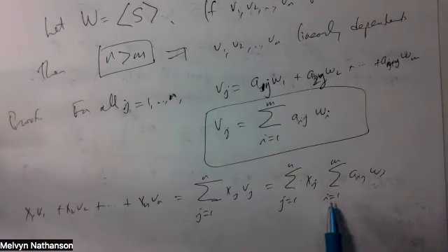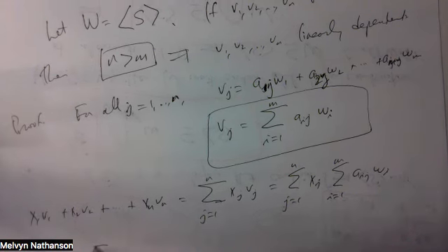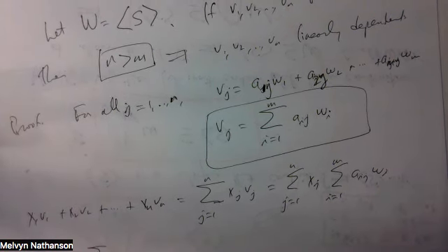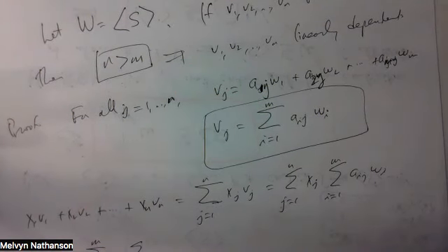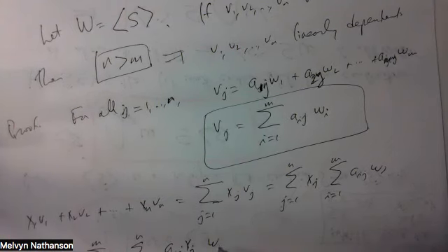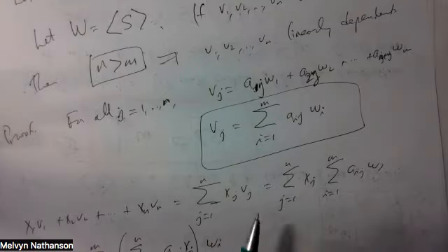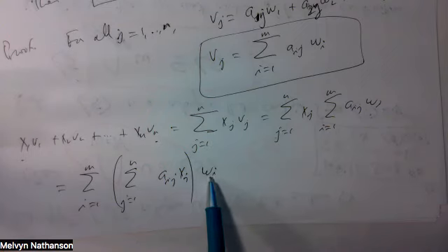So I have two finite summations. I'm going to interchange the summations. So instead of summing first over j and then over i, I'm going to sum first over i and then over j, aij xj, wi. And when I do this, I see that this linear combination is a linear combination of the wi's with these coefficients.